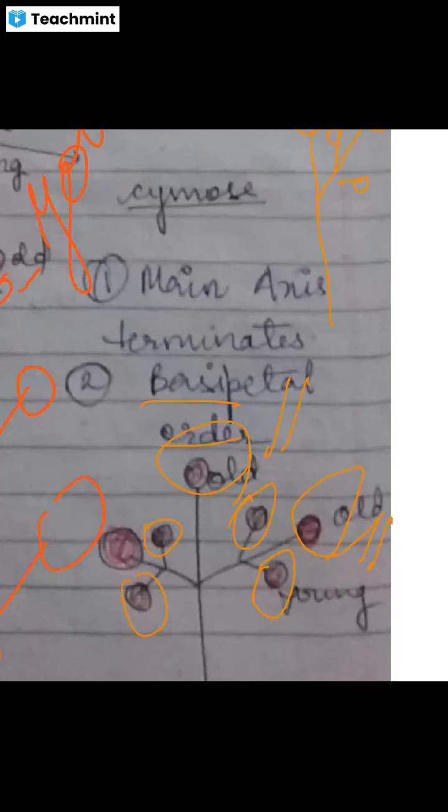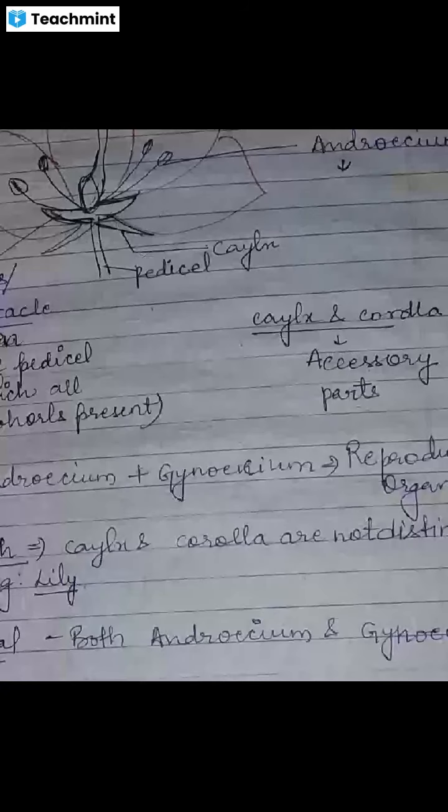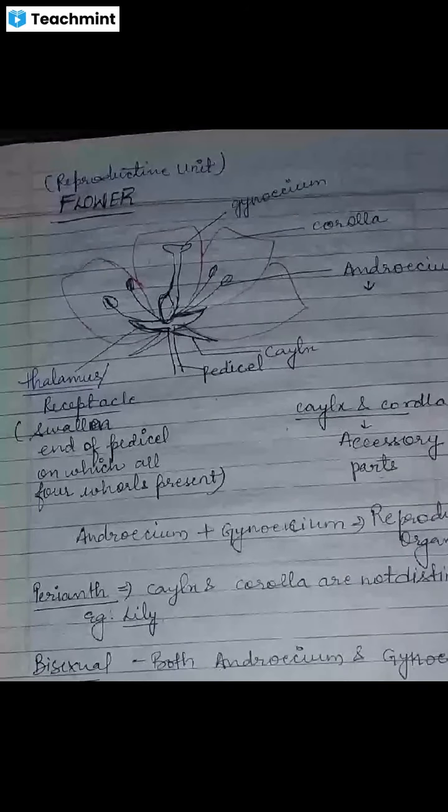Okay, next topic we are starting is the flower. We all know the flower, the beauty of the plant, right? It is the main reproductive unit. The different parts of the flower are the gynoecium, androecium, corolla, and the calyx. I've made the diagram also. So this is the gynoecium. It consists of this stigma, this is the style, and this is the ovary.